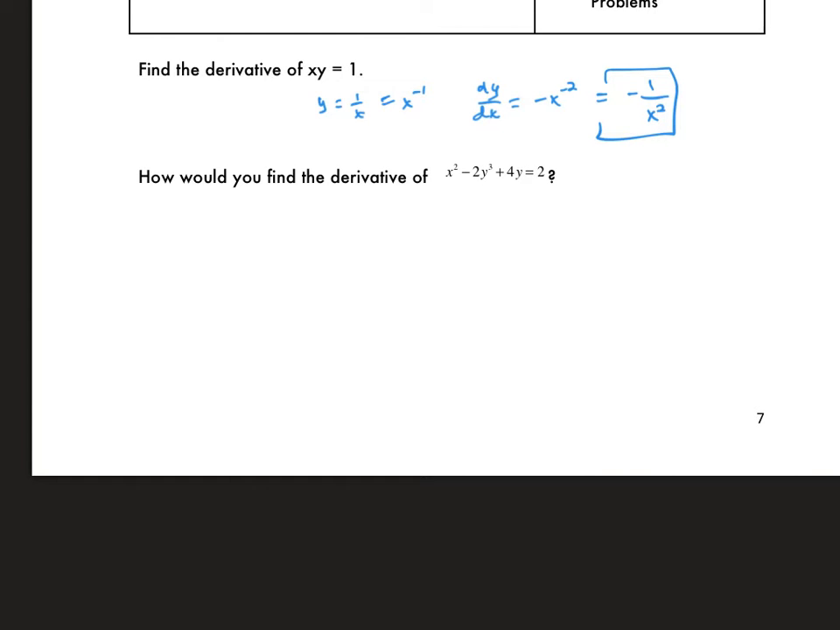However, when it comes to something like this, x squared minus 2y cubed plus 4y plus 2, solving for y is going to be a little bit more of a challenge, because not only do we have a couple of instances of y, but we've got different powers as well on top of all that. So that's going to be a pretty huge challenge. So what do we do in a situation like that? Well, what we must do is fudge our way through using what's called implicit differentiation.